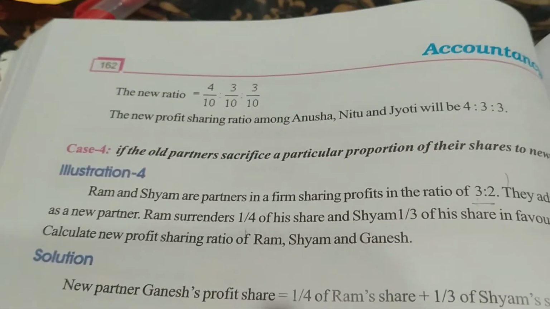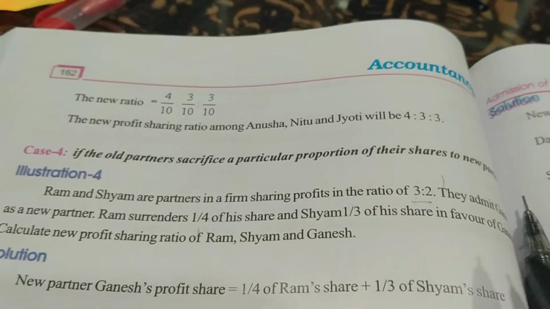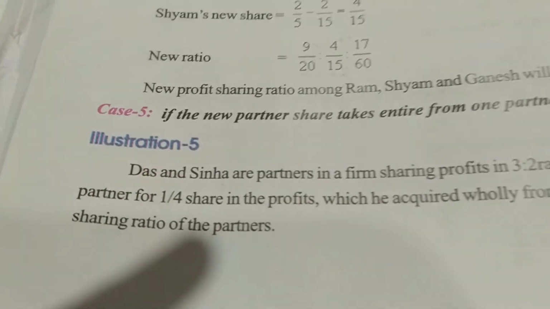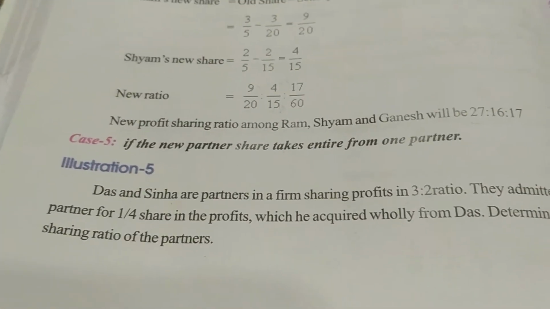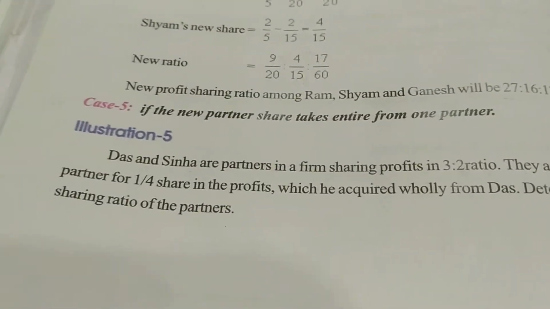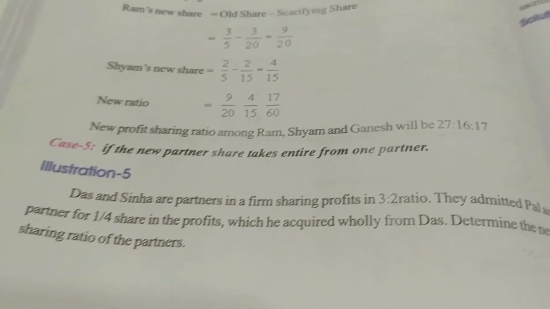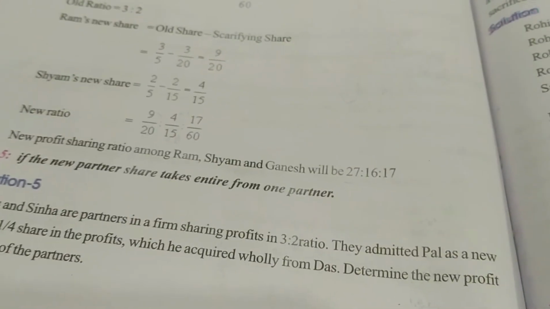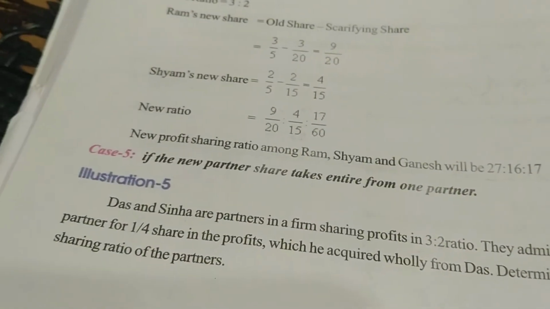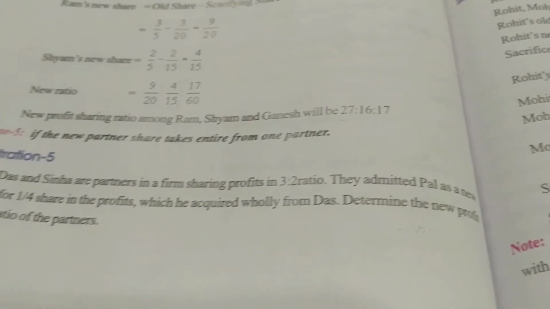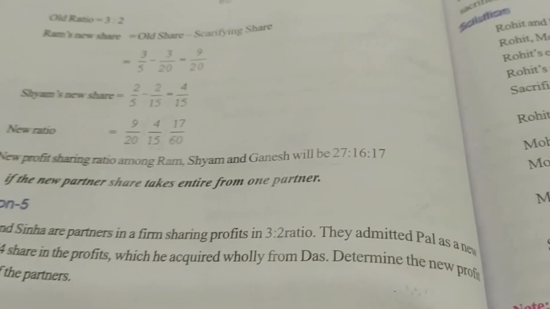Okay, so this is the case, dear students, when the old partners are sacrificing a particular portion of their share to the new partner. Now case 5, have a look. If the new partner's share is entirely taken from just one partner, in that case we'll just subtract it. Das and Sinha are partners in a firm sharing profits in the ratio of 3:2. They admitted Paul as a new partner for 1/4 share in the profits which he acquired wholly from Das. Determine the new profit sharing ratio of the partners.